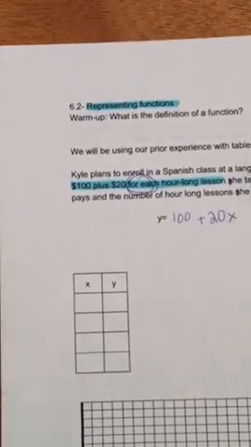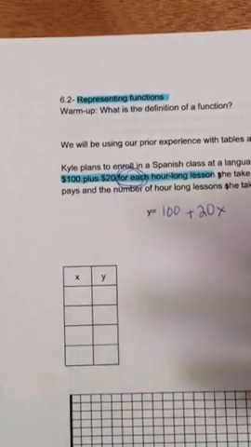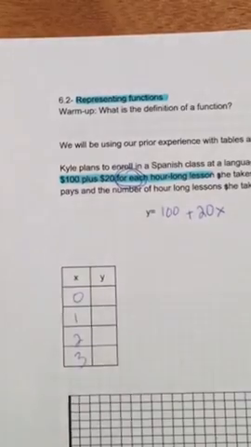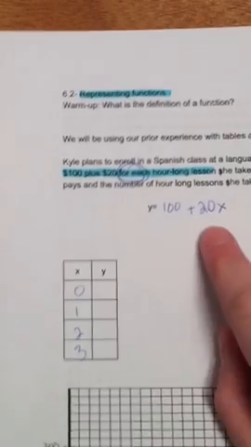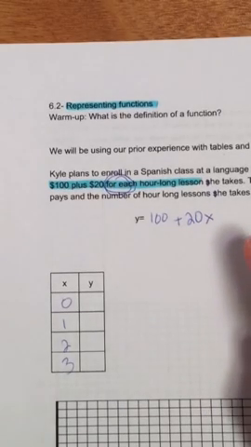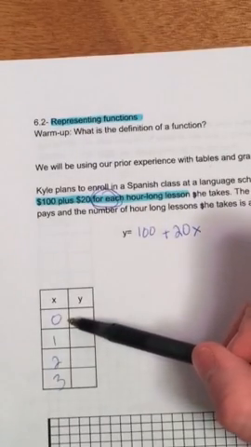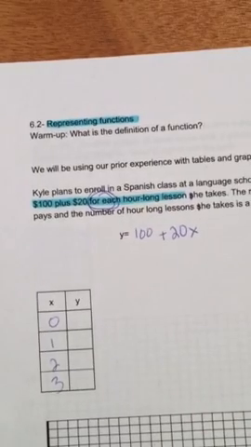So if I go back and look at a table here, I want to pick some points, okay? I'm going to choose easy x values, okay? 0, 1, 2, 3. I don't need to make life more complicated than it is. Now, I don't want negative numbers in this case because I can't have negative hour-long lessons, right? I can't have -1 lesson. That doesn't make any sense. So I want to make sure that I'm sticking with positive numbers. But I can have 0 lessons to start with, right? If I never take an actual lesson, I'm only paying the $100 fee, right?